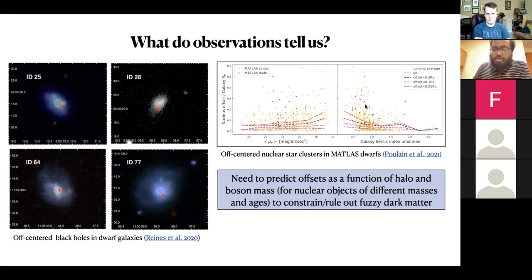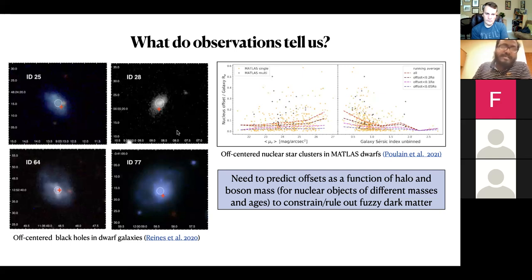And what I'm also showing is a sample of nucleated galaxies, with off-centered nuclear star clusters in the sample of MATLAS dwarfs. These are dwarfs in the outskirts of the Virgo cluster. And again, we find that the nuclear star clusters can actually have offsets. The offset is divided by the galaxy radius and characterized as a function of the surface brightness and the Sersic index of the galaxy.